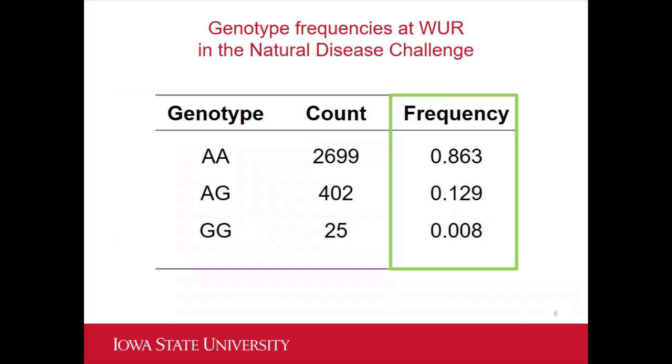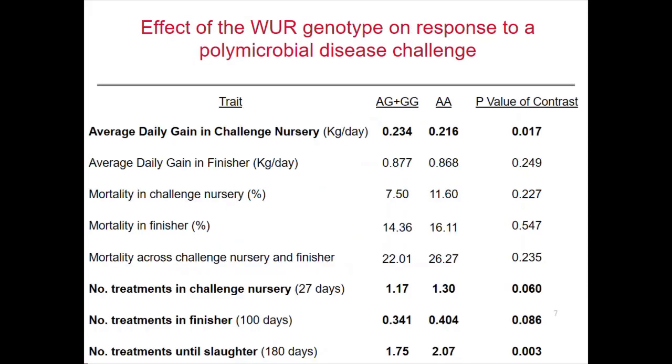And so this slide is very simple. It shows the frequencies of the genotypes at the WR in the natural disease challenge. And as you can see, there is a large amount of AAs. About 86% of them were AAs, and just a measly 14% had a favorable G allele. And so this kind of goes into the next slide.